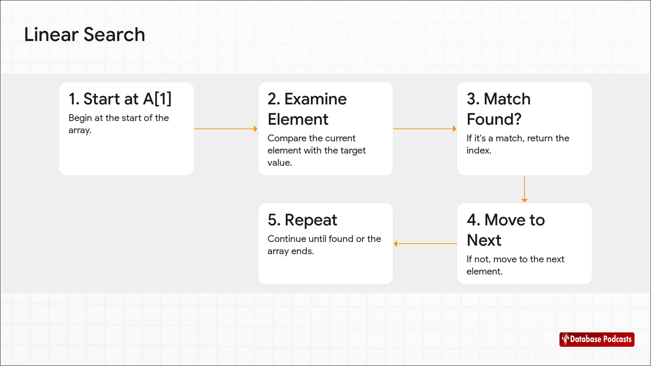Linear search is the most basic way you could possibly do it. You start at the very beginning, you check the first item, then the second, then the third, one by one, until you either find what you're looking for or you run out of items.